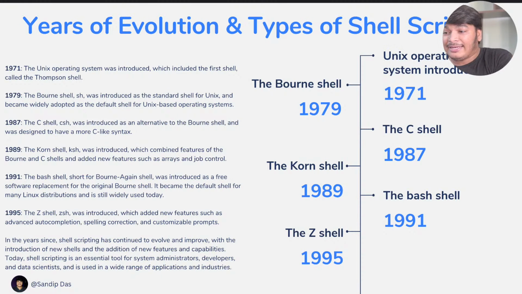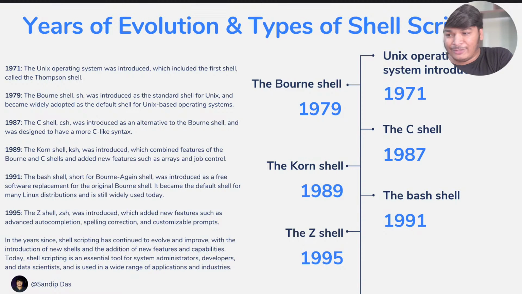Then, in 1987, a few years later, the C shell or csh was introduced as an alternative to the Bourne shell, with some improved functionalities like C. C has so many features, right? Those features we wanted to introduce in the shell. That's why the C shell was introduced, and it added new features, of course. Then in 1989, the Korn shell, or ksh in short, was introduced, which combined the features of the Bourne shell and the C shell. So you have the best of both worlds, and it added new features such as arrays and job control.